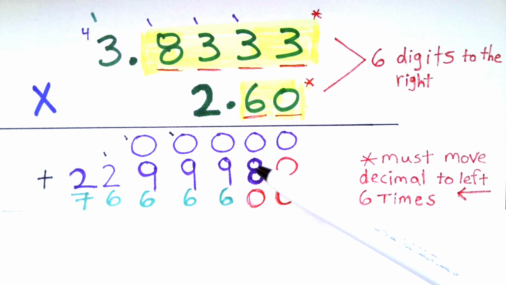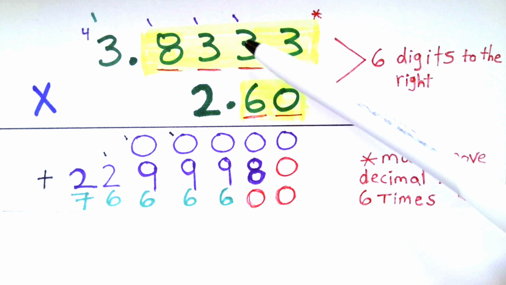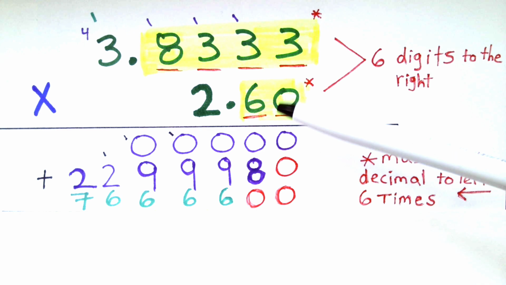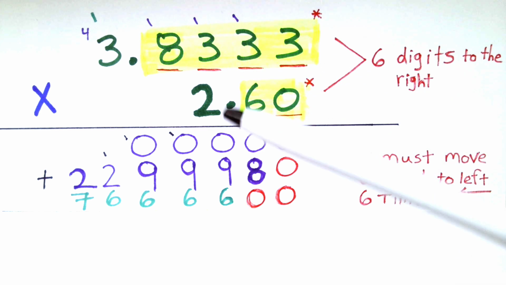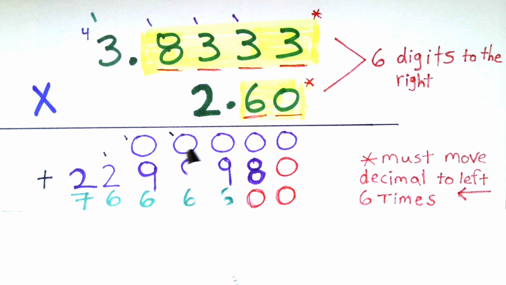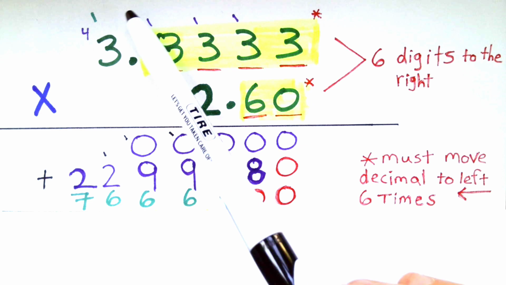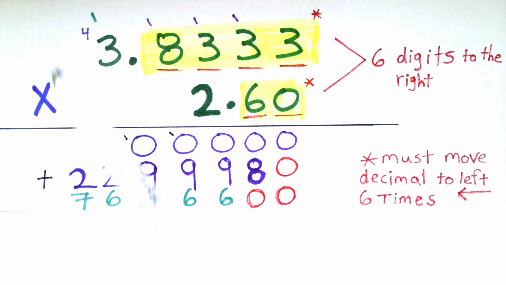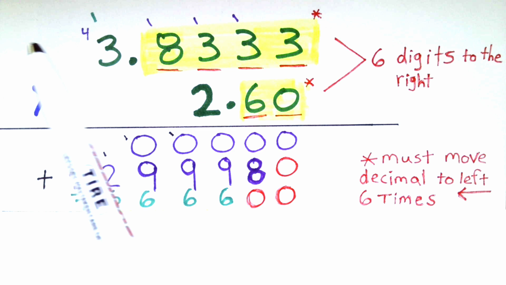6 times 3 is 18. I put the 8 down here, carry the 1. 6 times 3 is 18, plus 1 more is 19. I put the 9, I carry the 1. 6 times 3 is 18, plus 1 more is 19. I put the 9 down, I carry the 1. 6 times 8 is 48, plus 1 more. I put the 9 down, I carry the 4. 6 times 3 is 18, plus the 4 is 22. So I have the 22 right here.